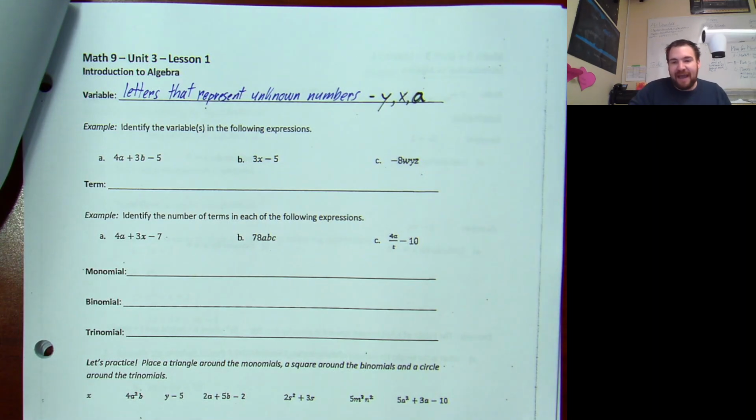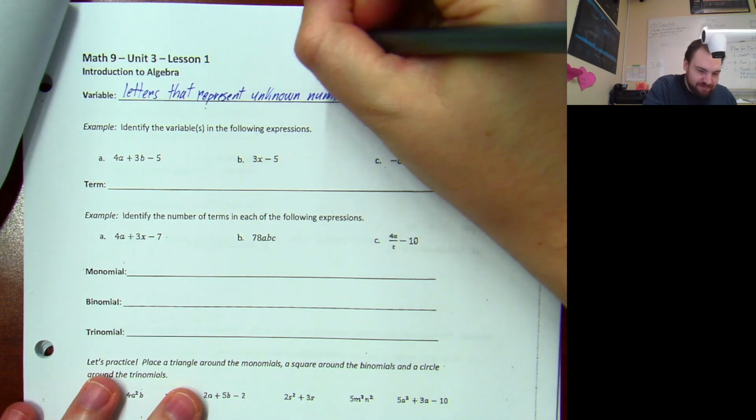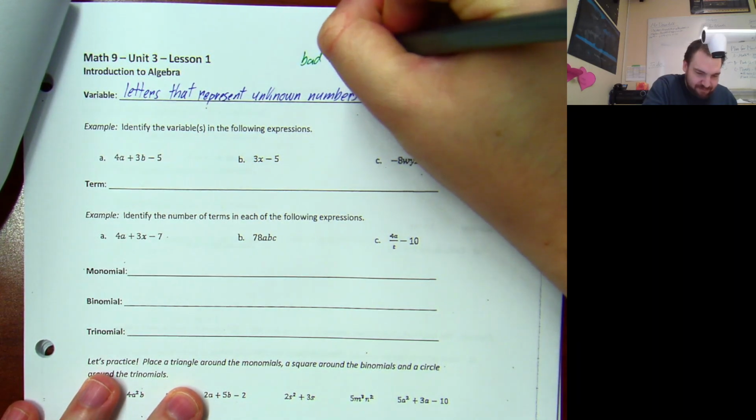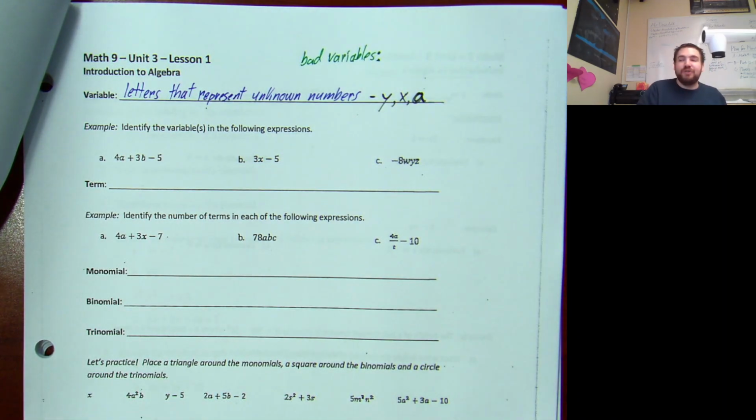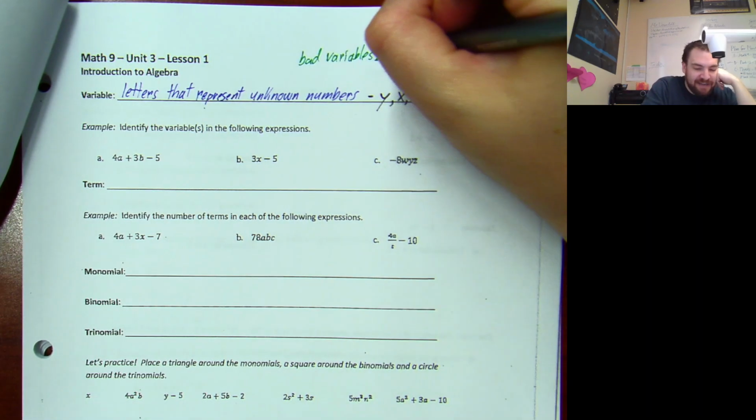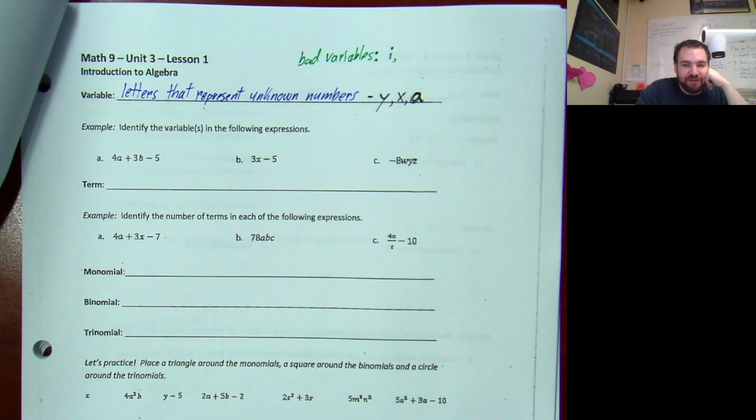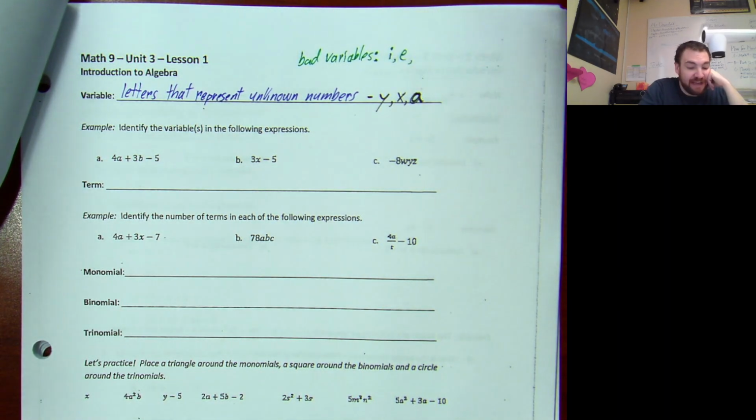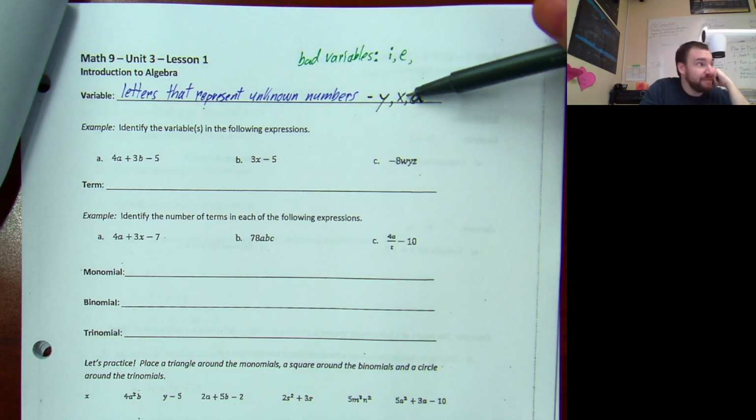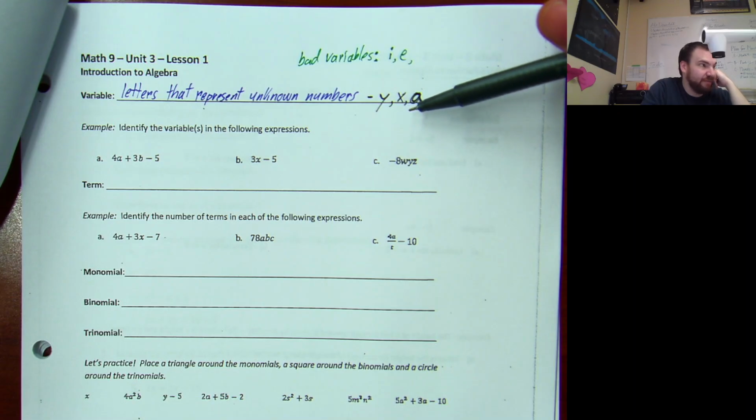So I'm going to make a list here of bad variables. There are things we do not want to use as variables. Often you get to choose. I is a bad variable. What are some other examples of bad variables? E would not be a great variable. X is a good variable. We like X. Sometimes we don't use X because it looks like multiplication, but X is a really common one regardless, and so you're going to want to get comfortable with that one.